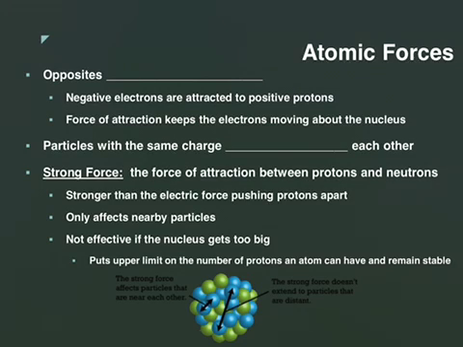So because we have these opposite charges, the positive protons and the negative electrons, we have some opposite charges attracting one another. So the negative electrons are attracted to the positive protons. The force of attraction keeps the electrons moving around the nucleus. And then particles with the same charge repel each other.